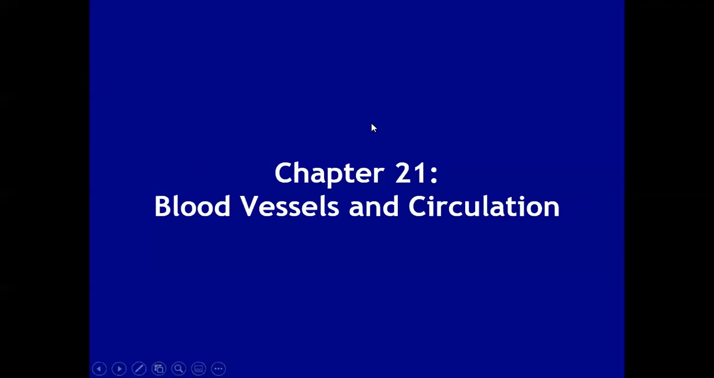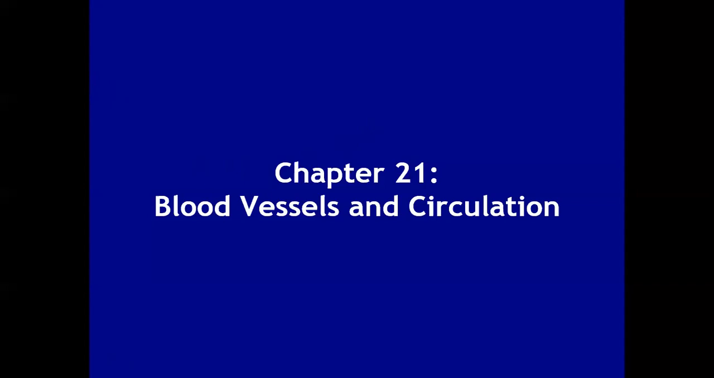Third chapter in the cardiovascular system is the blood vessels and the circulatory system. Okay, how it circulates around. We'll talk about the different vessels, talk about pressure, the control mechanism for blood pressure and circulation, and that kind of thing.